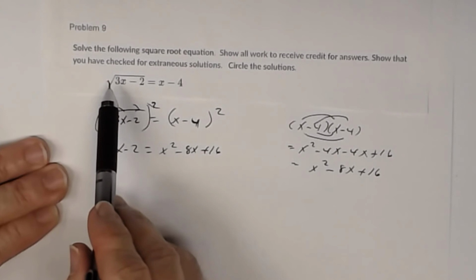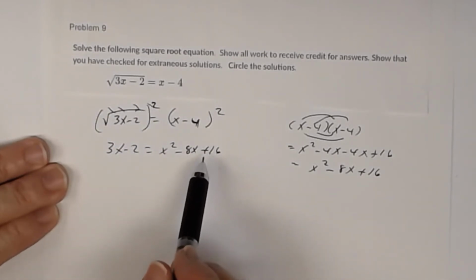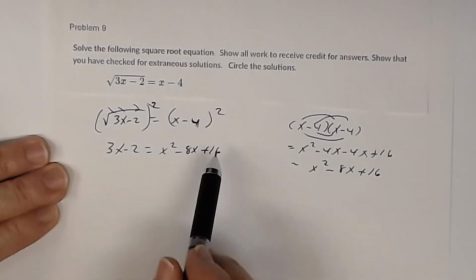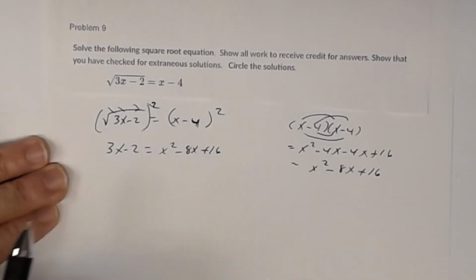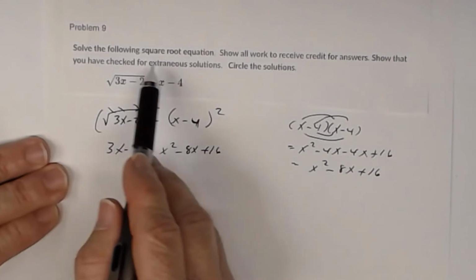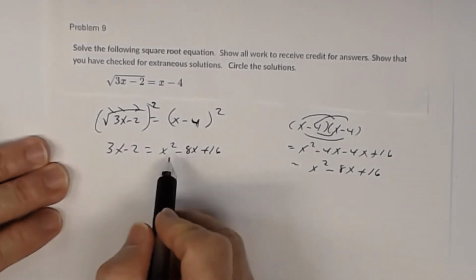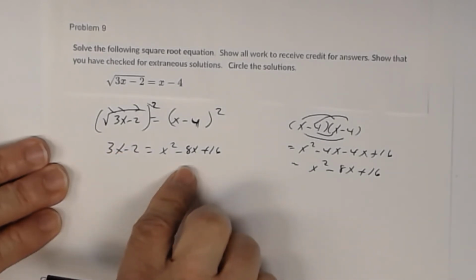So notice how it went from a radical equation, a square root equation, to a quadratic equation. All right, now remember, those are separate equations. So the proposed solutions to this quadratic equation may or may not be a solution to the original. Okay, so that's why you have to check for extraneous solutions. All right, now remember, this is quadratic, so we're going to bring all the terms to one side.